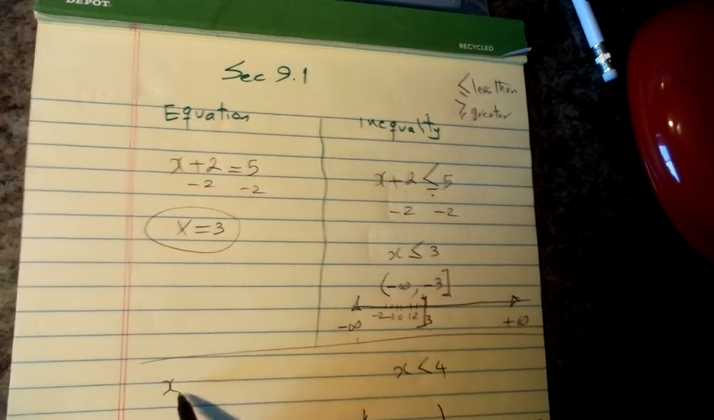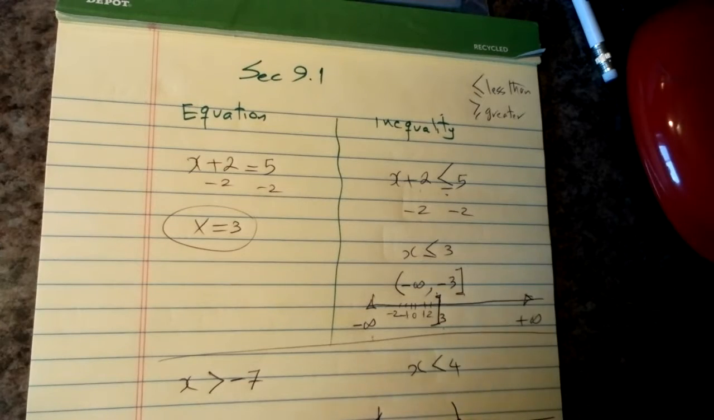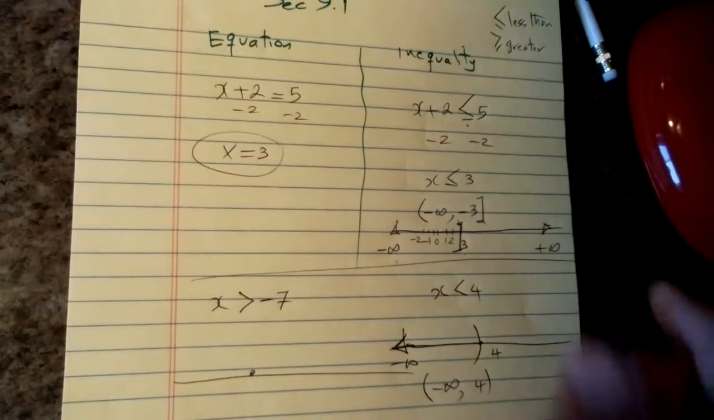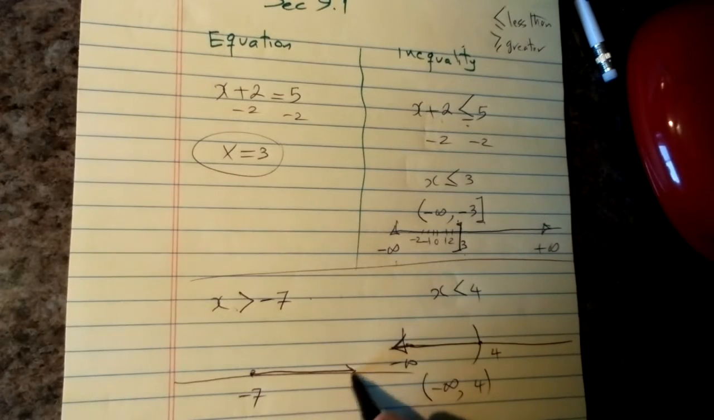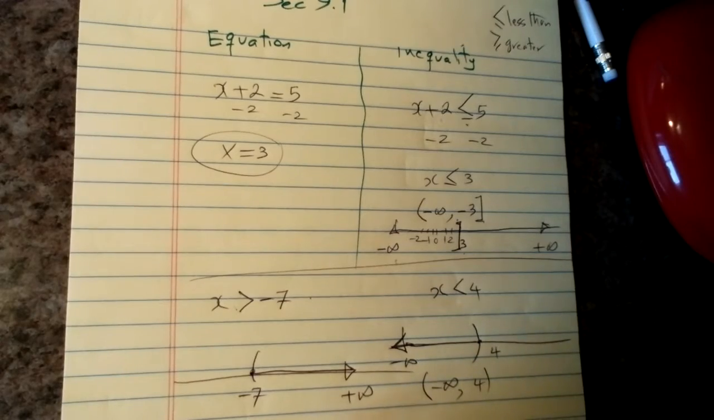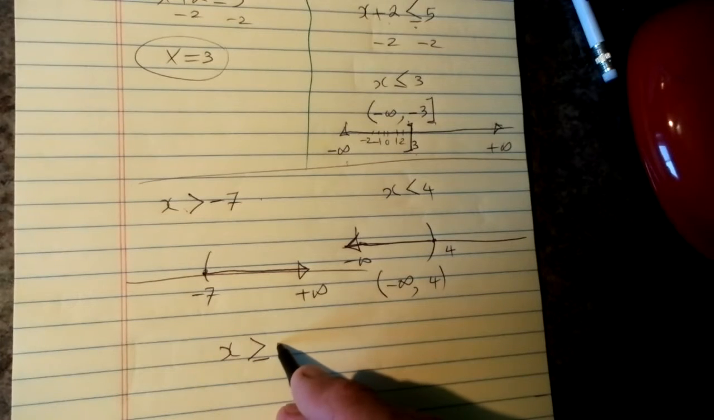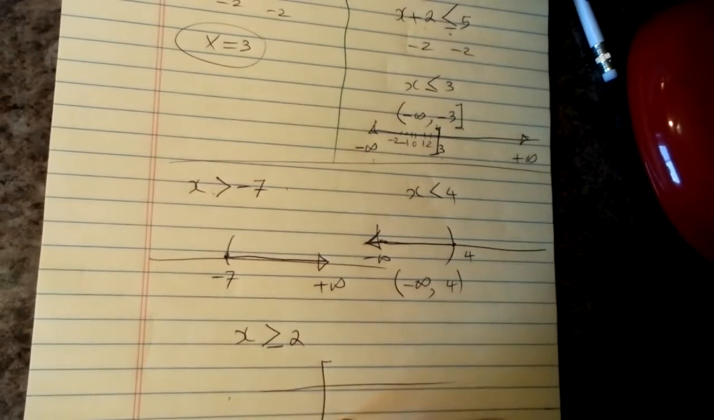Or let's say x is greater than minus 7. On the number line, you label negative 7. X is greater than those numbers, so it goes all the way from here to positive infinity. And it's a parenthesis again because it doesn't have an equality sign. Now, if you do have an equality sign, let's say x greater than or equal to 2, then you're using the bracket. That means 2 also is one of the numbers, all the way to positive infinity.